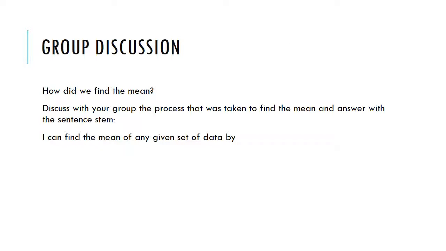Now that we have found the mean, let's have a group discussion about how we did that. So you're going to answer the question, how do we find the mean? You're going to discuss with your group the process that was taken to find the mean, and answer with this sentence stem. I can find the mean of any given set of data by blank. You and your group will have 1 minute to complete the sentence stem, starting now.